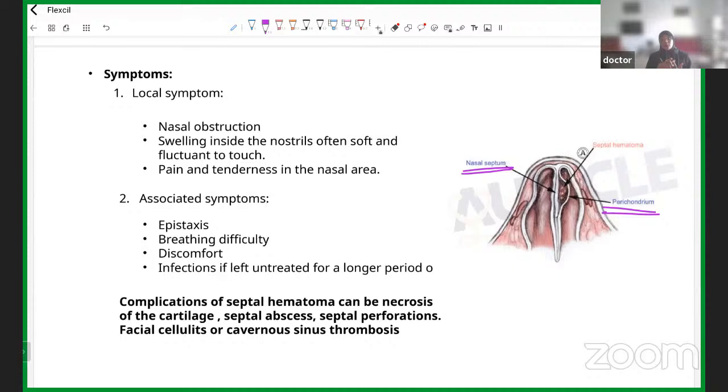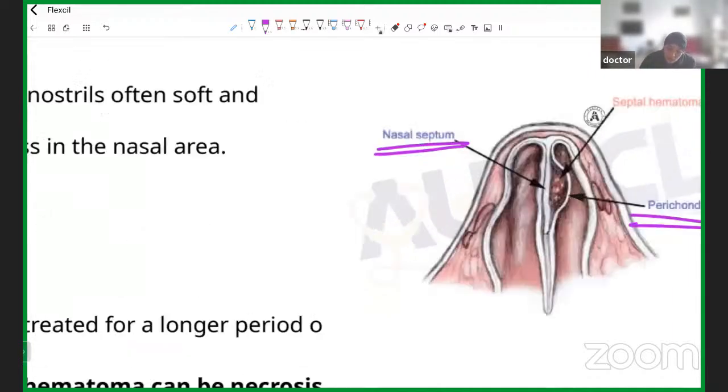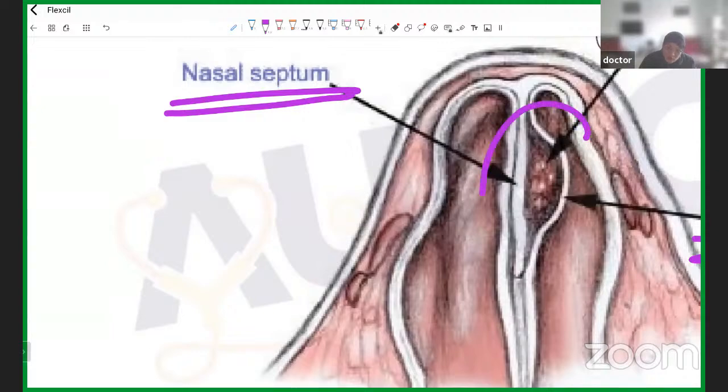What is septal abscess? It is the secondary complication. It is an infection caused due to septal hematoma left untreated. Where does it occur? It again occurs in the area between the nasal septum and the perichondrium. So that's why it looks like a swelling, because there is hematoma formation in this area.